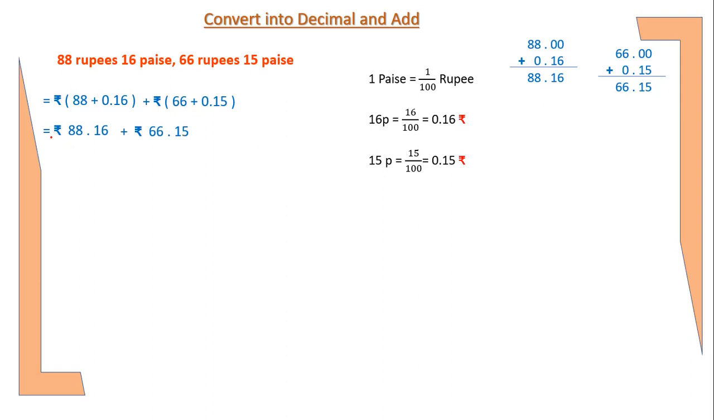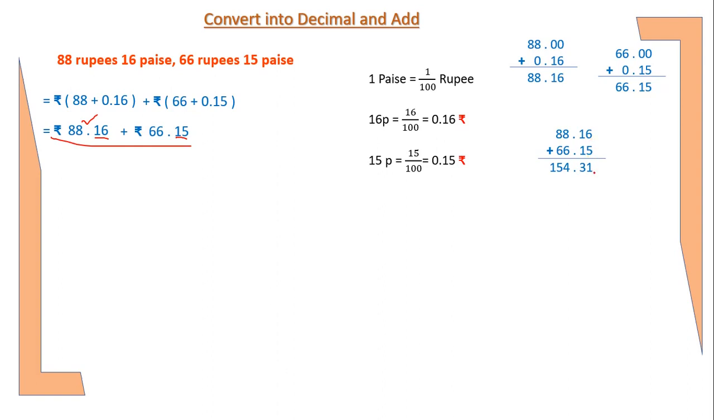Now I will add these two units. As you can see, both the decimal numbers have same number of decimal places. So I will write the first number as it is. Then I will arrange the second number below the first one. After arranging that, I will get like this. 5 in hundreds, 1 in tens, decimal point below the decimal point, 6 in ones, another 6 in tens. Now I will add it.